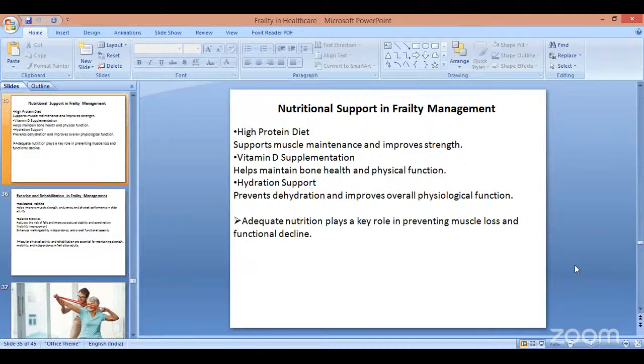Nutrition support in frailty management. We have to provide the patient a high protein diet. It will support muscle maintenance and improve strength. Vitamin D supplementation helps maintain the bones and physical function. Hydration support prevents dehydration and improves overall physiological function. Adequate nutrition plays an important role in preventing muscle loss and functional decline.